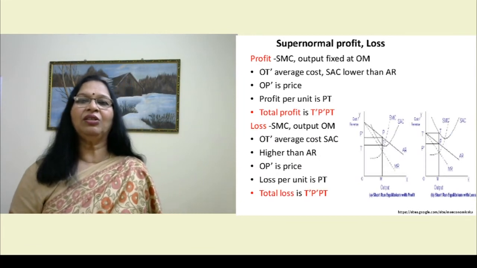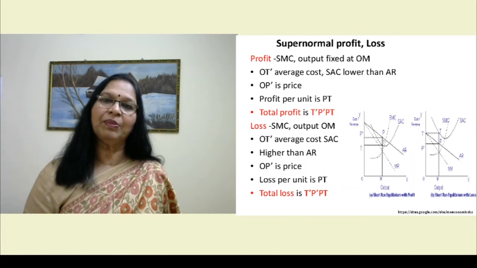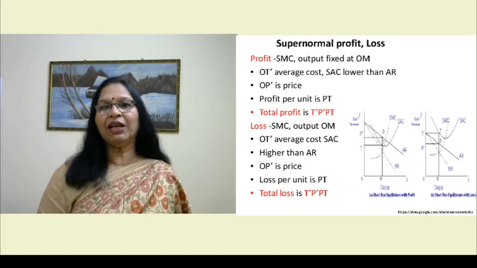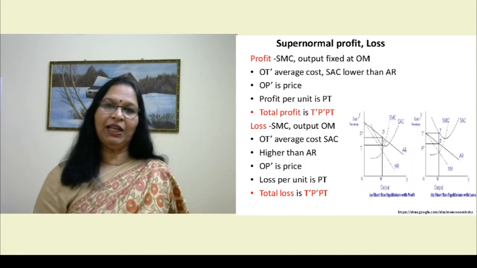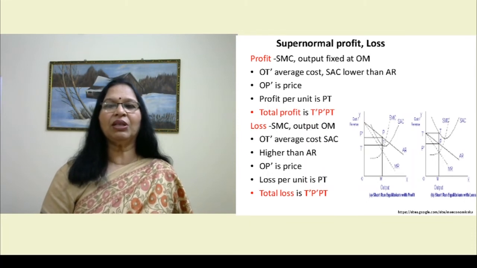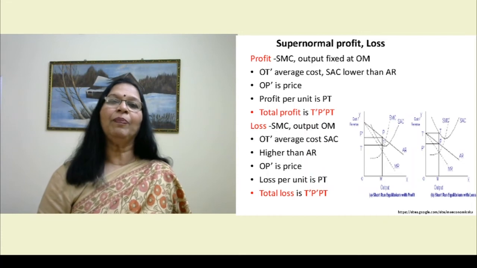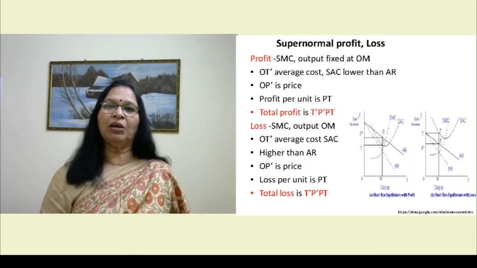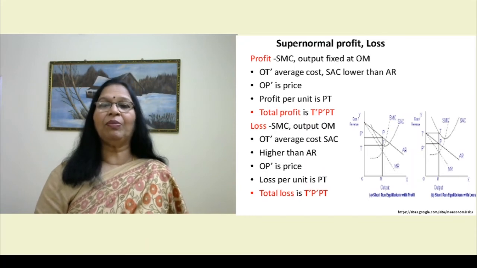Profit, supernormal profit and loss are also the same. The way of presenting the diagram is the same as I explained earlier when I was explaining the monopoly, and here also we have the same condition. So profit is just what I have explained earlier. Marginal cost is equal to MR, MC equals MR, and MC must cut MR from below.